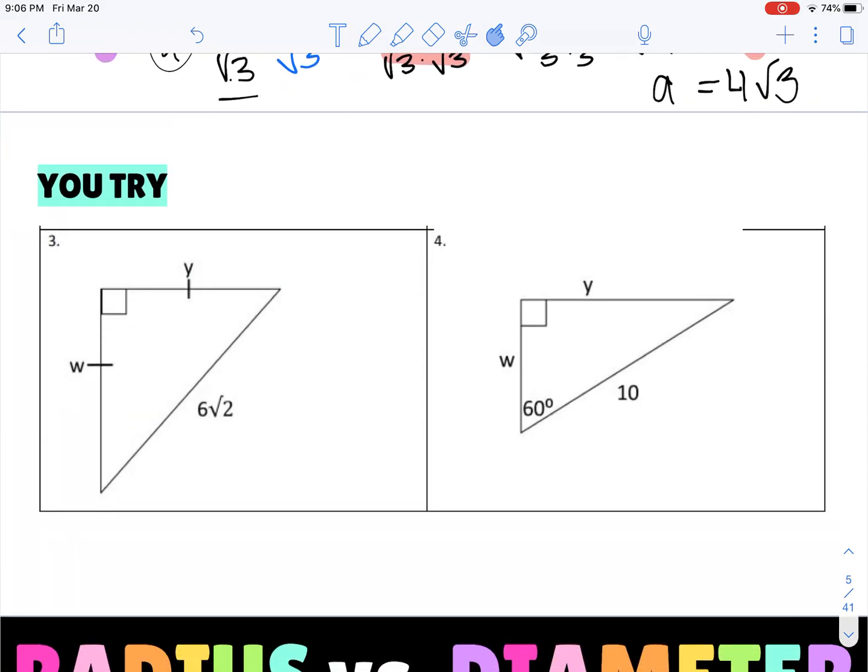On the next slide, I want you to pause this video to check for your understanding. Just pause this, work on these two problems on your own time, and when you're ready, unpause it and see if you got it correct.